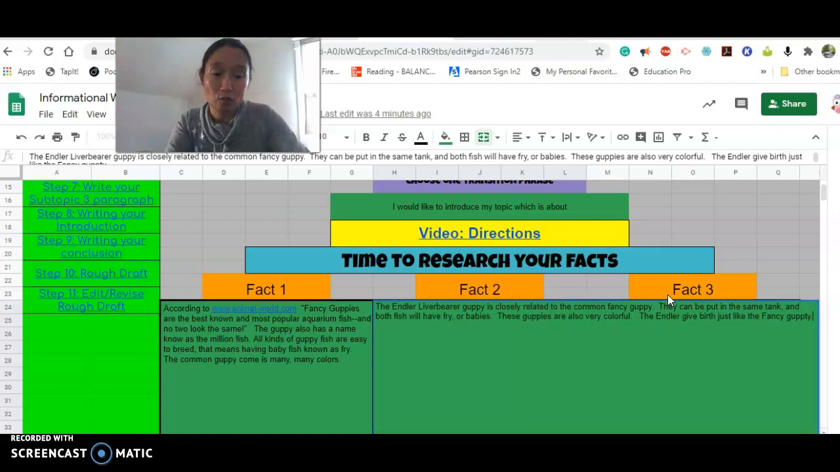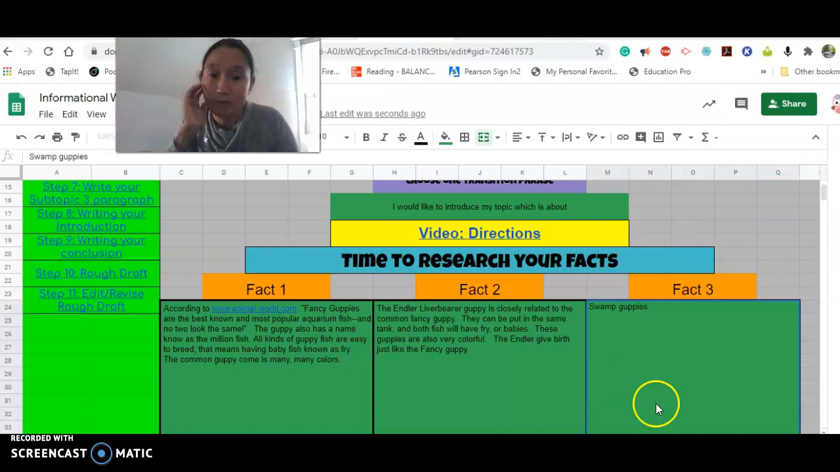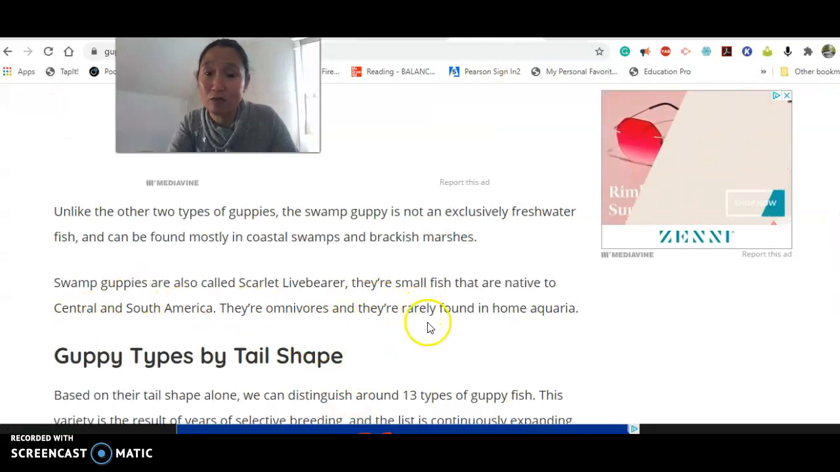Okay, so I'm going to have to move along here and get a few more facts into here, so hold on because we're running out of time. So I'm putting in here the swamp guppies, also known as the scarlet live bearer. These ones are usually found in Central and South America.